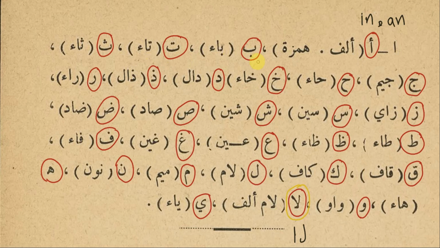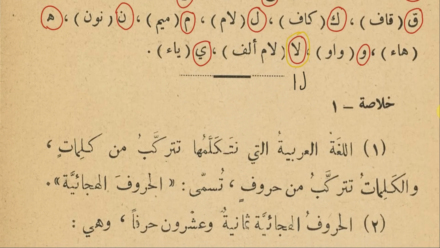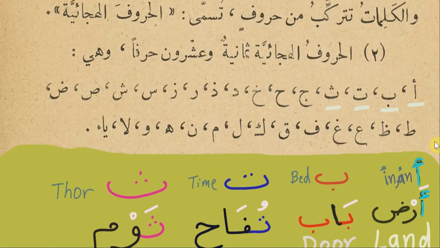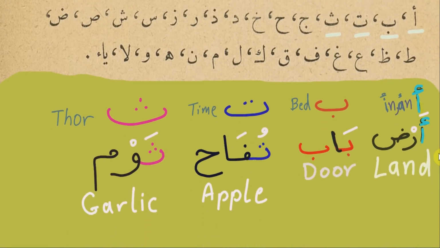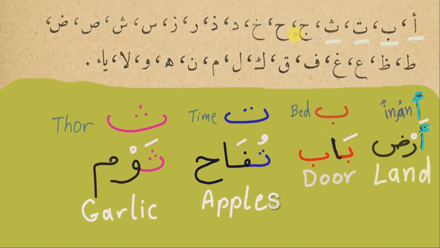So I circled these letters here. These are the alphabet. I will not go into all of them. I'll just do a few of them to make these videos short. So here we have letters written separately, so without their names. So we will cover these now.